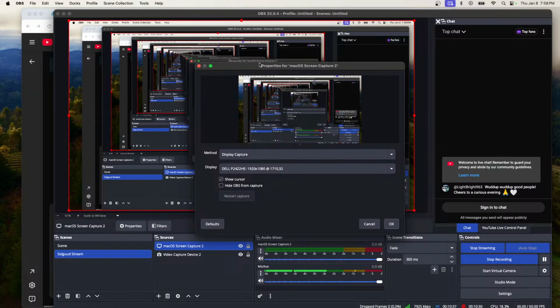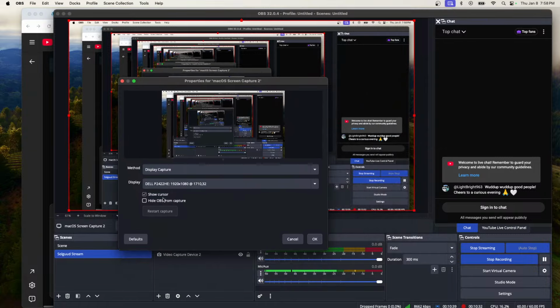Okay, let's remove it. Yes, let's do it again. Add source. Okay. Ah, there we go. Now it's working. Show cursor, hide OBS from capture. Oh, but it's doing this screen. I don't want it to show this screen, do I? No. Cancel. No. Remove. Yes. Okay, maybe I have to start it on the screen that I want it to be on. Maybe that's the key.